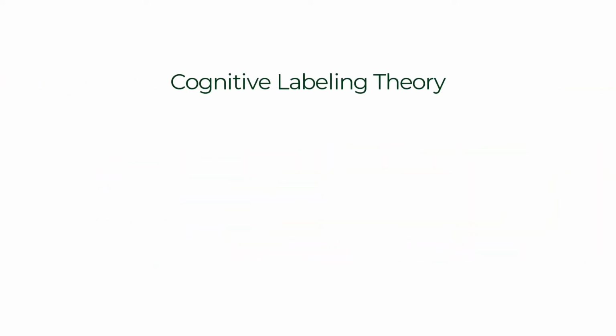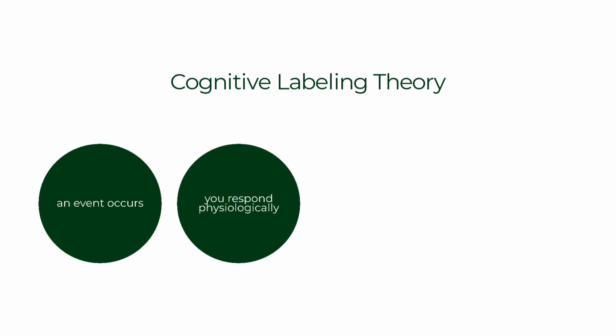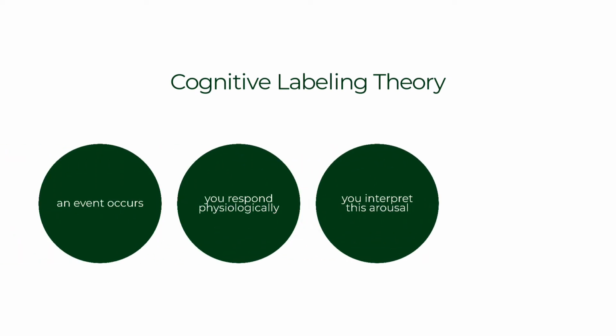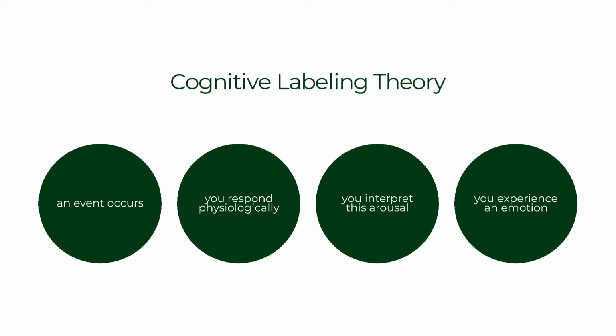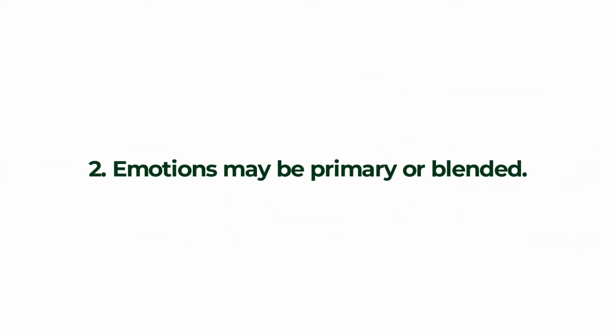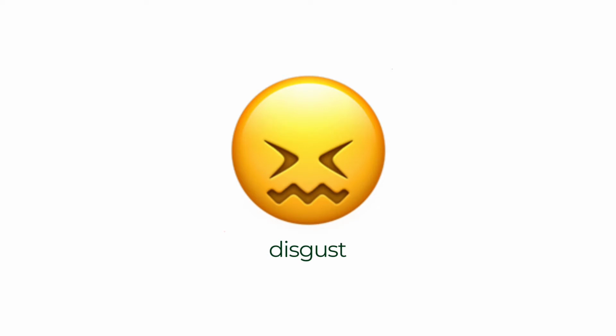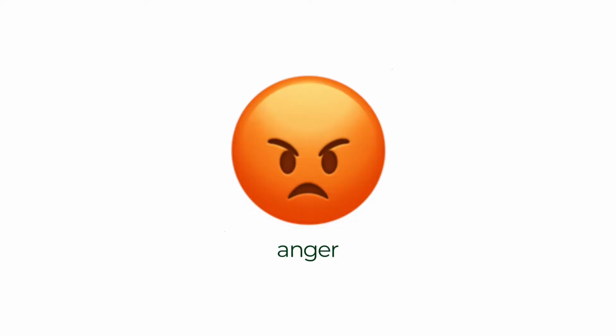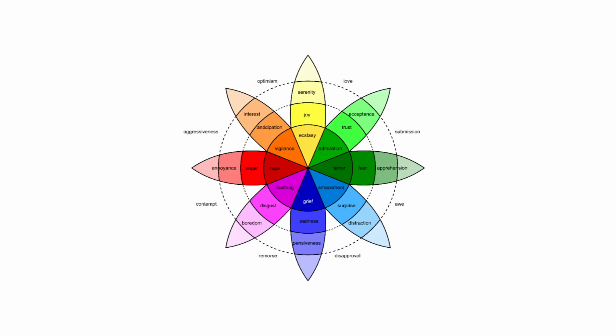According to the cognitive labeling theory, the sequence goes like this. An event occurs. You respond physiologically. You interpret this arousal. That is, you decide what emotion you're experiencing. And lastly, you experience the emotion. Second, emotions may be primary or blended. Joy, trust, fear, surprise, sadness, disgust, anger, and anticipation are primary emotions. On the other hand, blended emotions are combinations of the primary emotions.